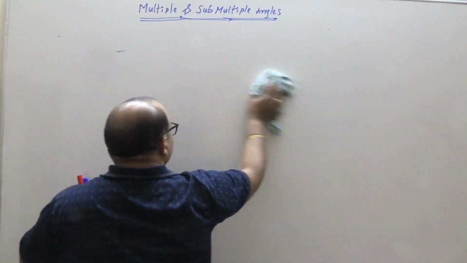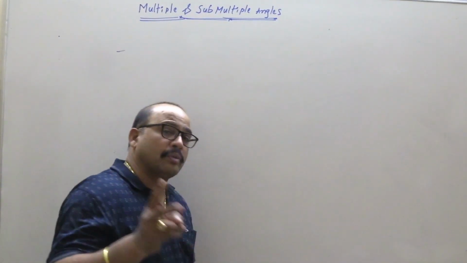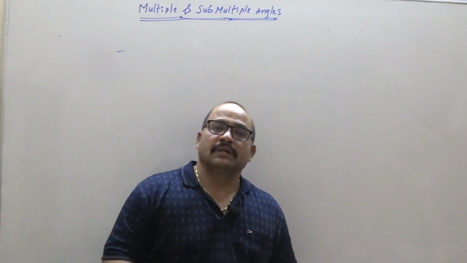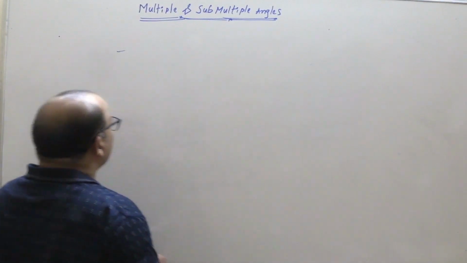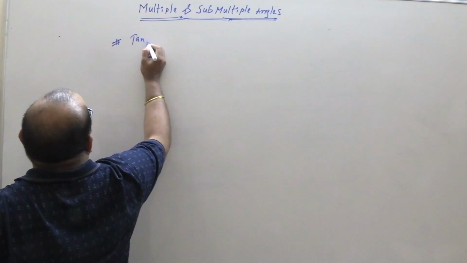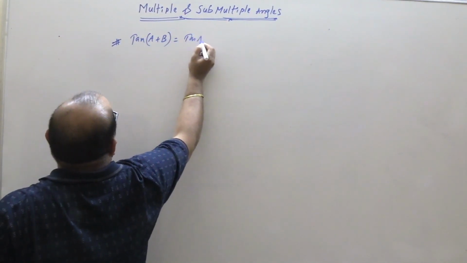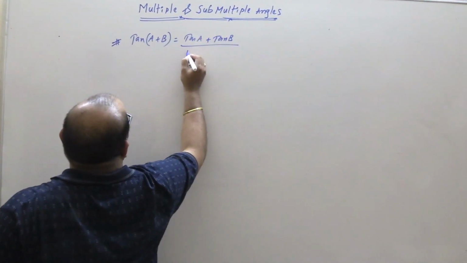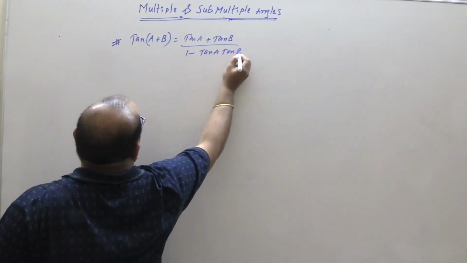Next, tan of A plus B. Now I am going to prove tan 2A. Before that, what is the formula of tan A plus B, students? Tan A plus tan B by 1 minus tan A tan B, from the previous lecture.